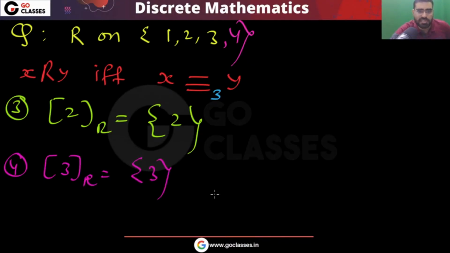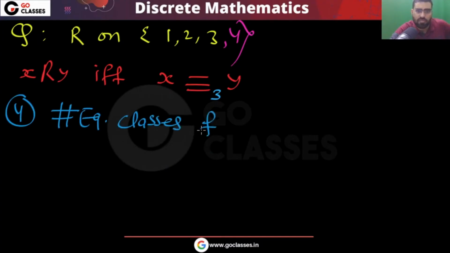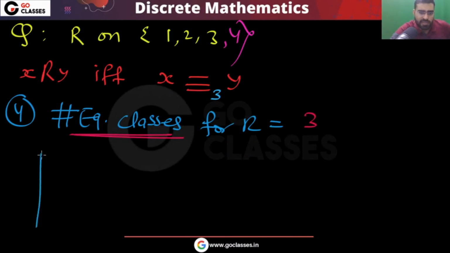So you can easily see how many equivalence classes we got. Can you tell me how many equivalence classes we got? What is the number of equivalence classes for R? That will be 3. You got 3 equivalence classes. Now see what will happen: this will partition.